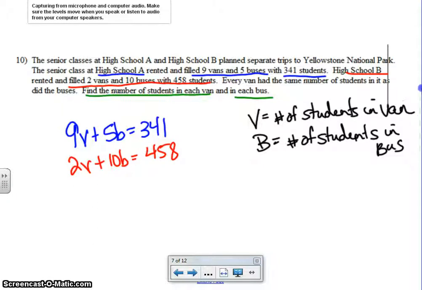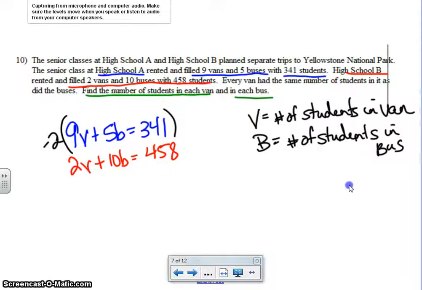And again, it's up to you how you want to solve this. Elimination is probably the easiest. I noticed 5 and 10 have an easy multiple of 10, but I need this equation to have a negative. Whoops, that's not what I wanted. Back up. I want it to have a negative 10, so I'm going to have to multiply that equation by a negative 2, and that way I'll be able to solve the system for vans and buses.